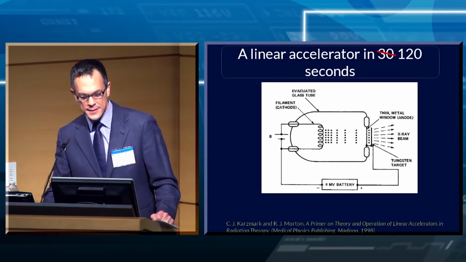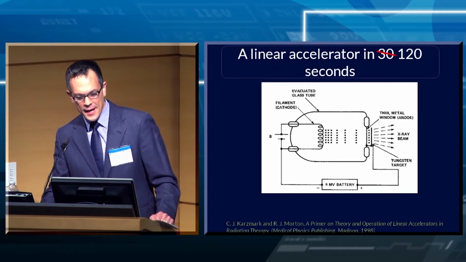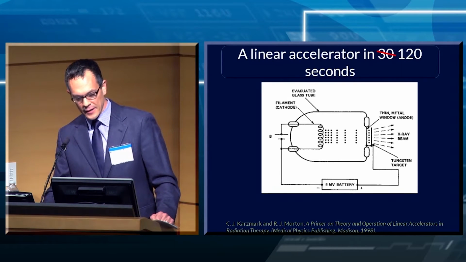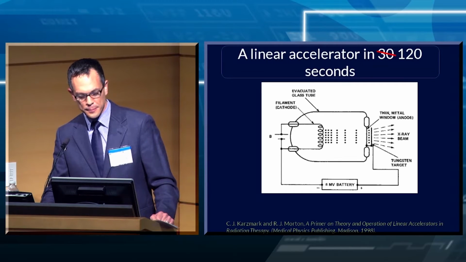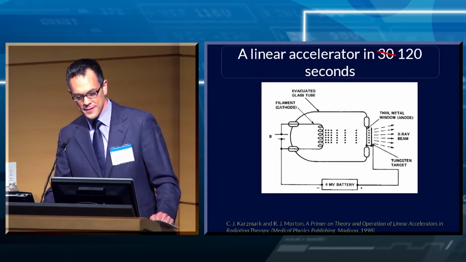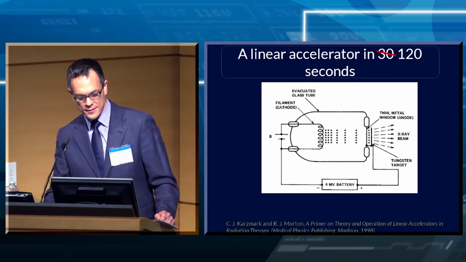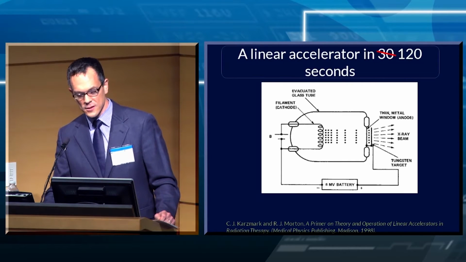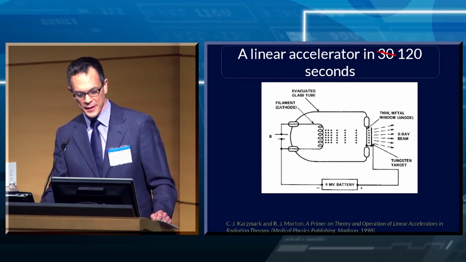So the simplest linear accelerator you can think of would be this, where you have a filament, and when you heat it up, it releases a cloud of electrons. And on the other side, you can put a tungsten target. And if you put an enormous 6 million volt battery between them, then this side's negative, this side's positive, so the electrons want to go from negative to positive. So they accelerate across the space, and when they hit this target through Bremsstrahlung, you get X-ray production, and so you get X-rays back out.